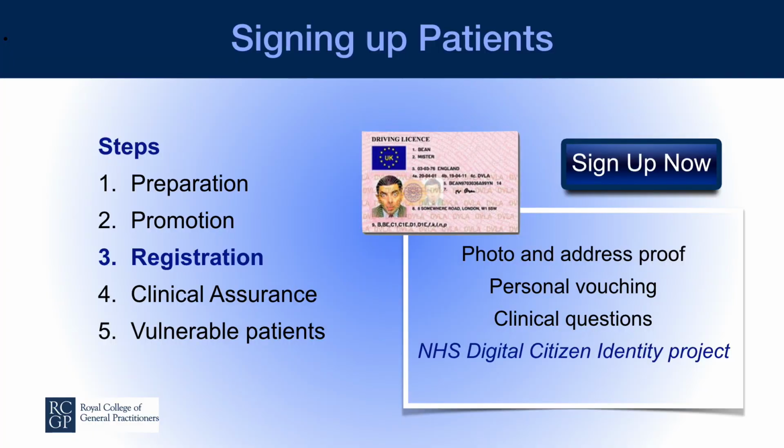NHS Digital have a process going about online citizen identity. And that covers identity verification when you first get your log-on details, and then how the authentication process works when you want to access your records. And those are the 3 ways still of identifying people on the screen there. Photo and address proof. Now that can actually be one document, it doesn't have to be 2, as long as the photo is like the person you're looking at and the address evidence is the address you've got on your records.